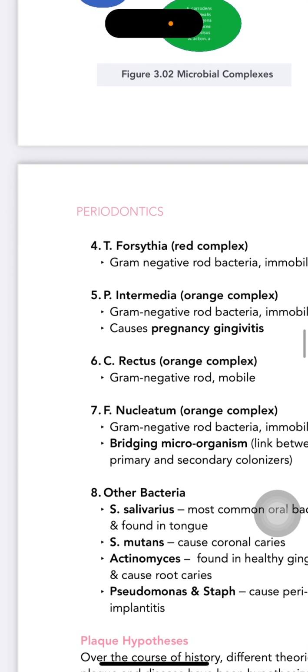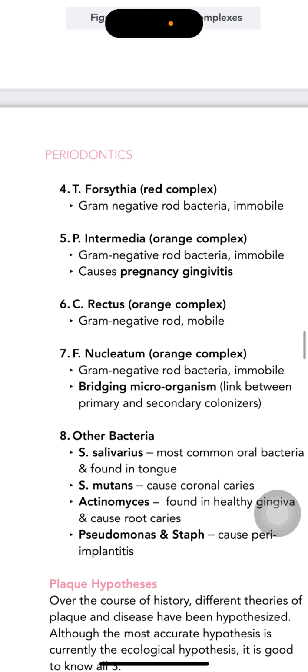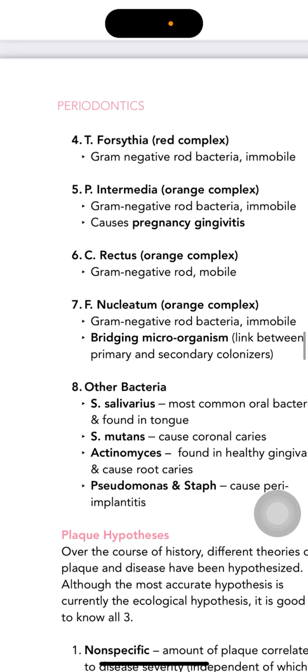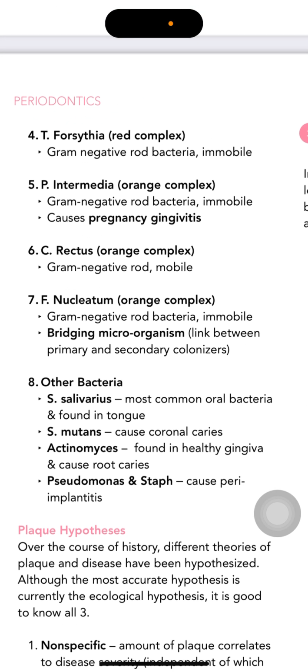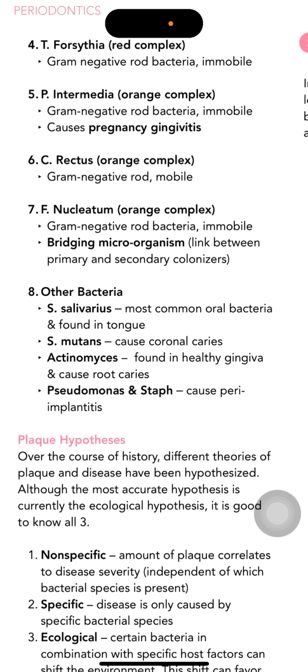T. forsythia, red complex, gram-negative rod bacteria, immobile. P. intermedia, orange complex, gram-negative rod bacteria, immobile, causes pregnancy gingivitis. C. rectus, orange complex, gram-negative rod, motile. F. nucleatum, orange complex, gram-negative rod bacteria, immobile, bridging microorganism between primary and secondary colonizers.